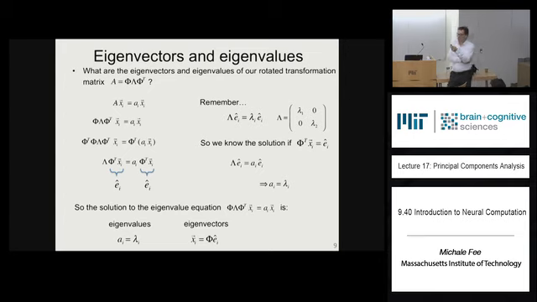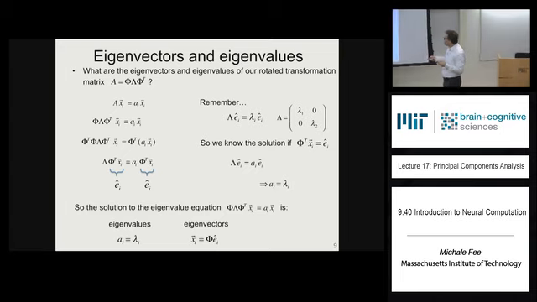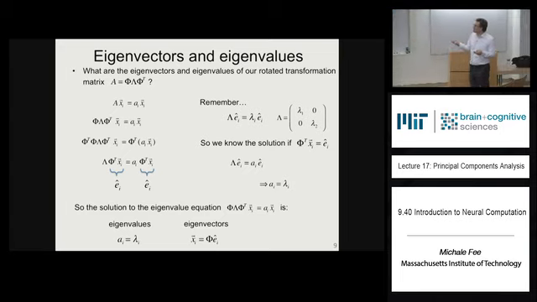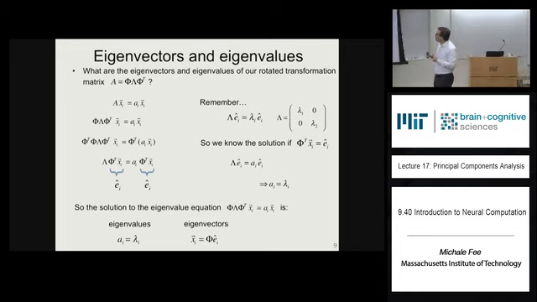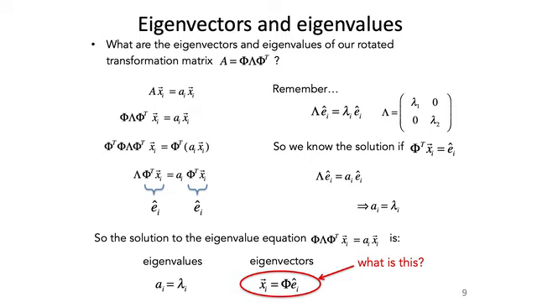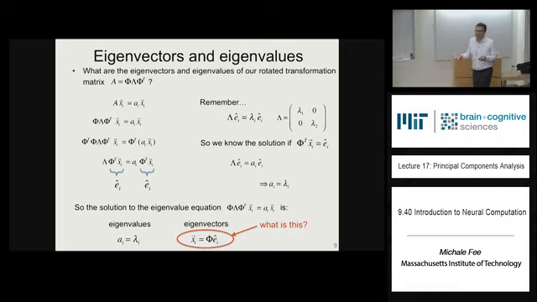Okay. Let's push on. And the eigenvalues are just these diagonal elements of this lambda. Okay? What are these? Now we're going to figure out what these things are and how to just see what they are.